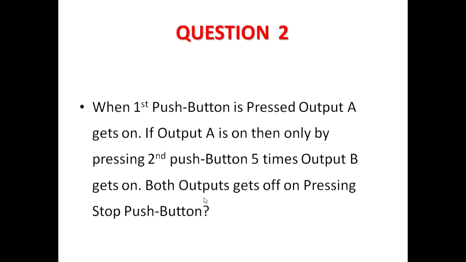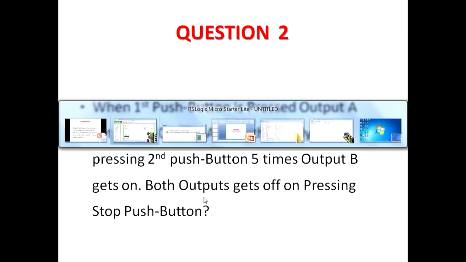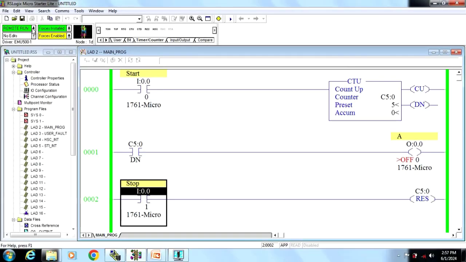When first push button is pressed, output A gets on. If output A is on, then only by pressing second push button 5 times, output B gets on. Both outputs get off on pressing stop push button. So this is a little bit of a tricky question. Let's go line by line. So let's start with the first line.